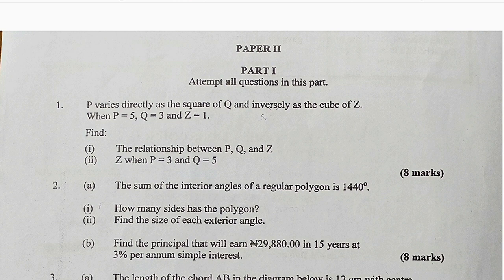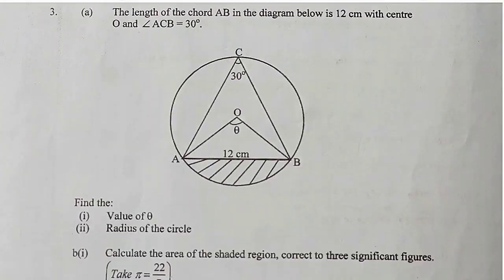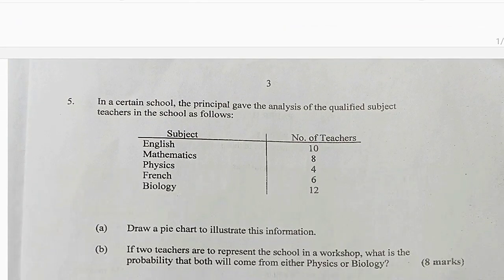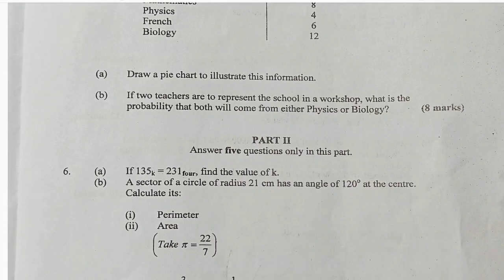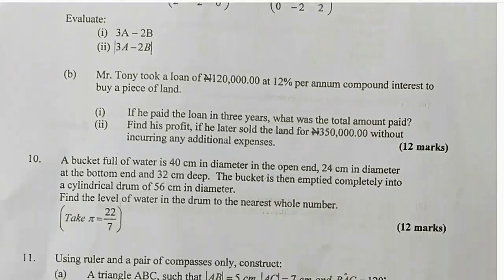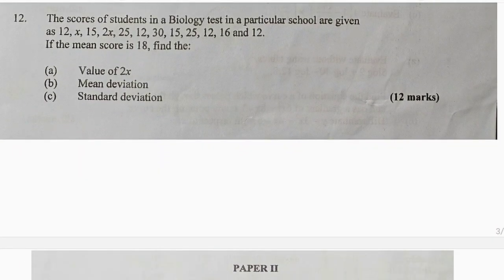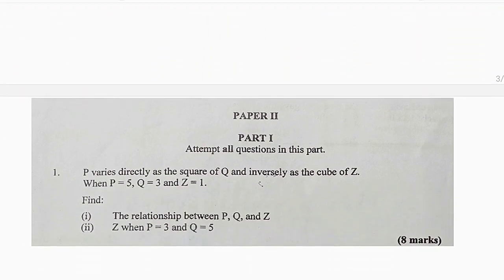We have question 1 down to question number 12. This question paper contains two parts, part 1 and part 2. In part 1, each question carries 8 marks, while in part 2, each question carries 12 marks. In part A, we have question 1 down to question number 5. You see the last question here, and part 2 begins with question number 6 down to question number 12. You can see them right here. So now let us begin with question number 1.